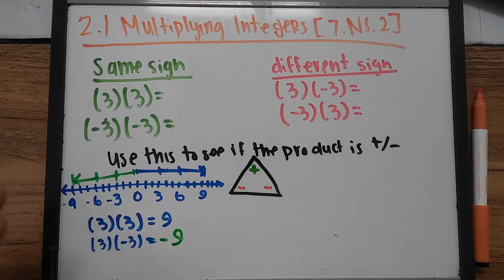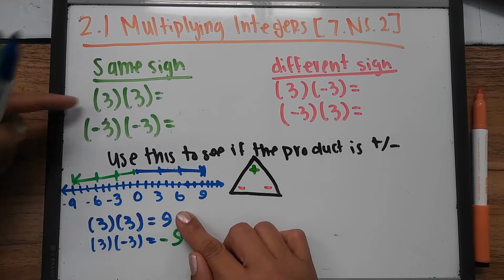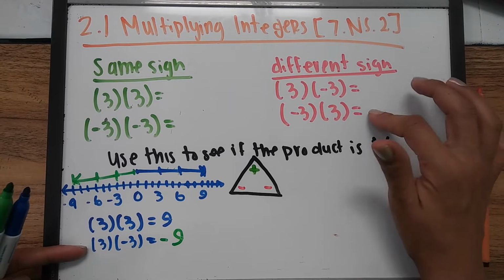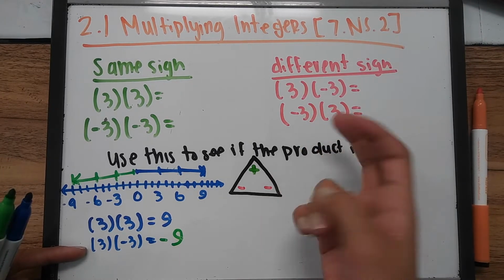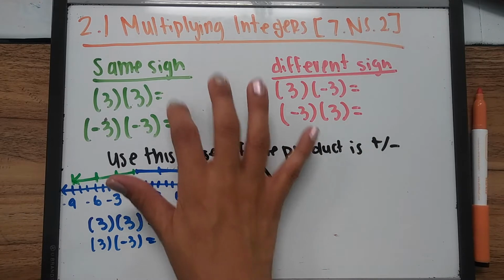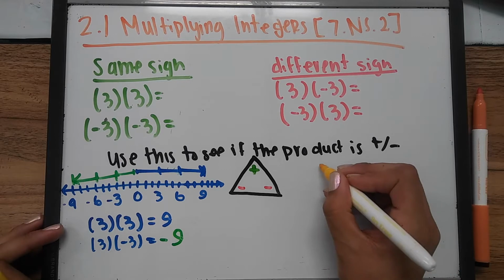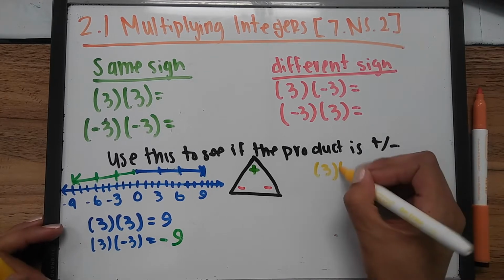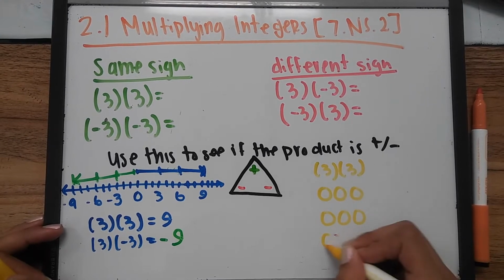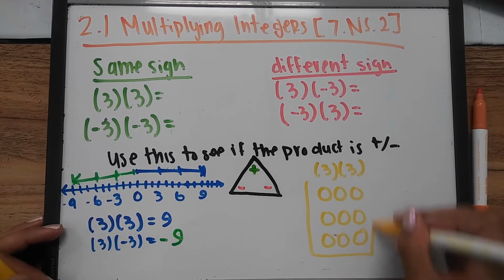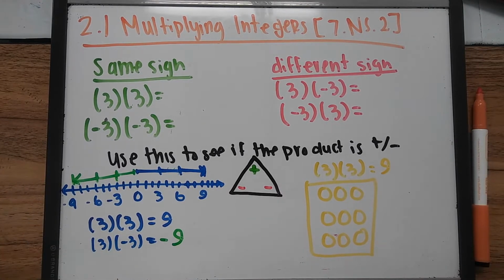Now, let me show you with counters. Remember, it's okay to interchange the order of the factors to get the same product, okay? But let me model that for you with counters. I'm going to do the positive one first. If I do 3 times 3, that means I have 3 groups of 3, so 1, 2, 3, and they're positives. I'm going to end up with positive 9 in this case. I have 9 positive counters, right?